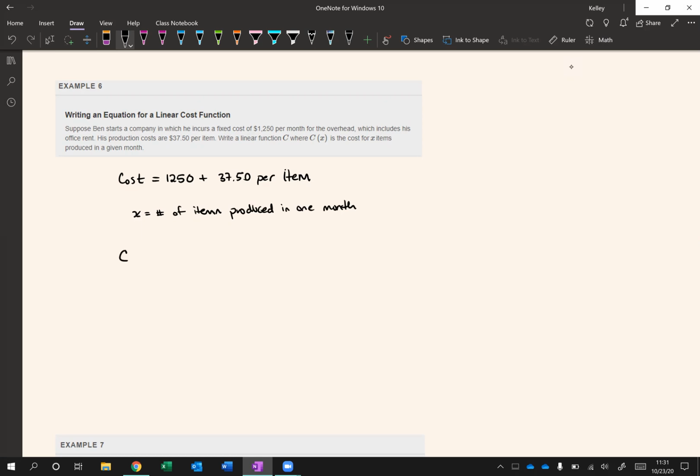So then C of X, so capital C for cost, depends on how many items he produces. So C of X, where X is our independent variable. For every item that he produces, it costs 37.5. So that's going to be our rate of change. So 37.5 times X plus he's got $12.50 in overhead. Right? So your initial value, or your flat cost, constant cost, plus the cost it takes to produce each item.